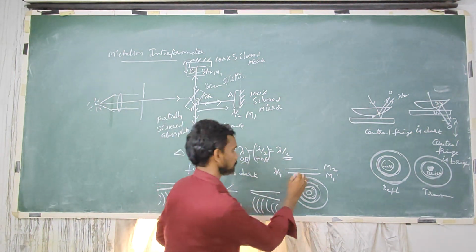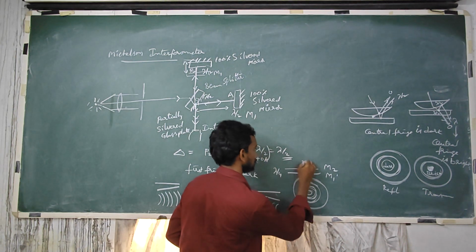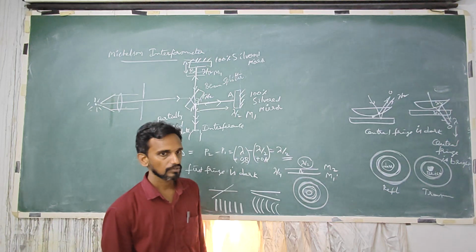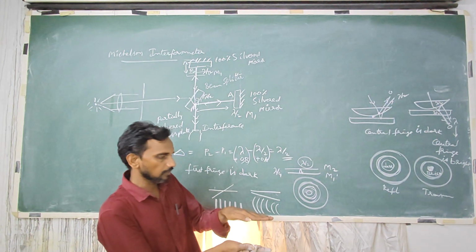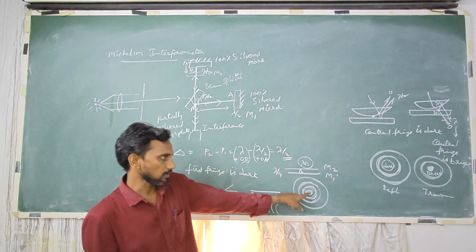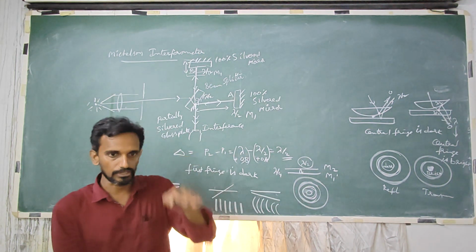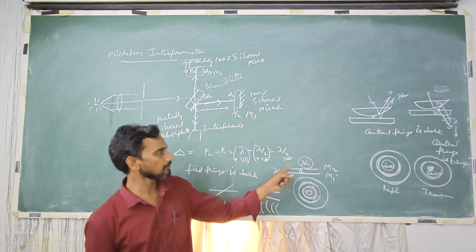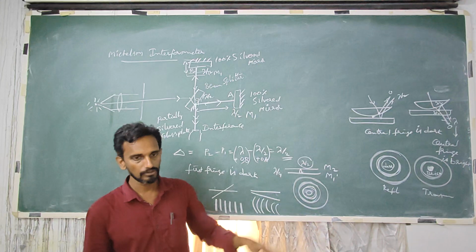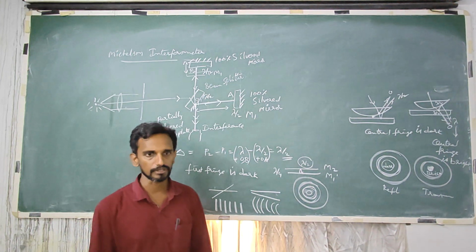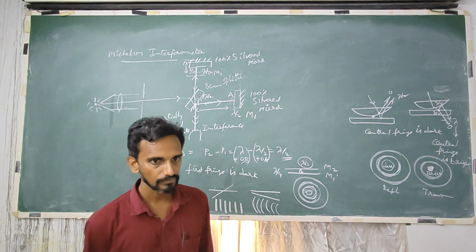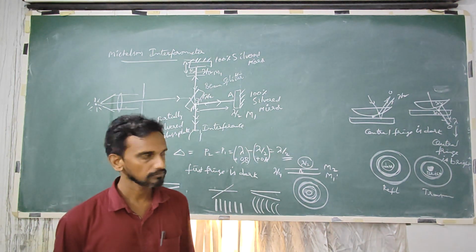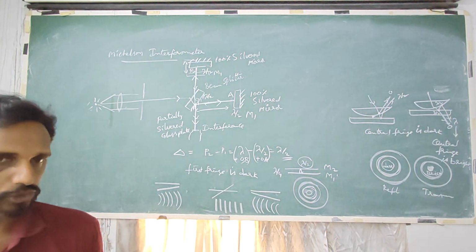ఈ separation lambda by 4 పెరిగితే ఏమవుతుందండి, లైట్ వెళ్ళి రావడానికి lambda by 2 ఎక్స్ట్రా పాత్ డిఫరెన్స్ వస్తుంది. Okay, so if the separation keeps on increasing in the multiples of lambda by 4, this bright and dark fringes will change. In the multiples of lambda by 4, additional path difference will be in the multiples of lambda by 2. So you get dark and bright fringes alternatively at the central location. So in the first case, the central fringe is dark. That's all.